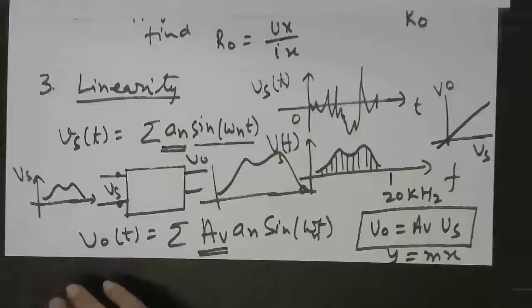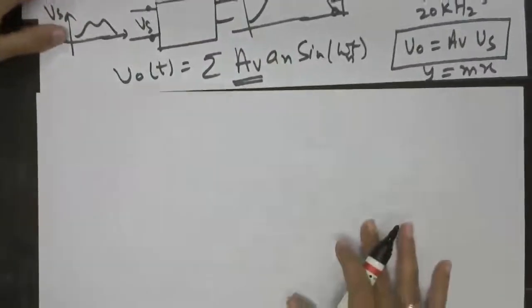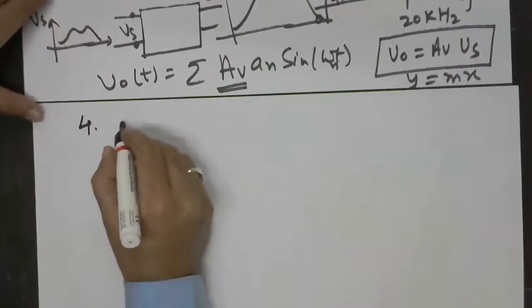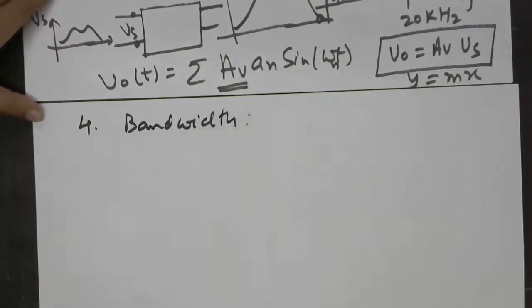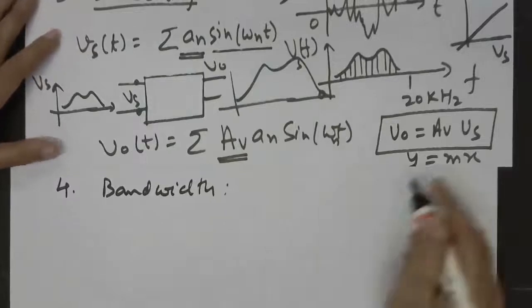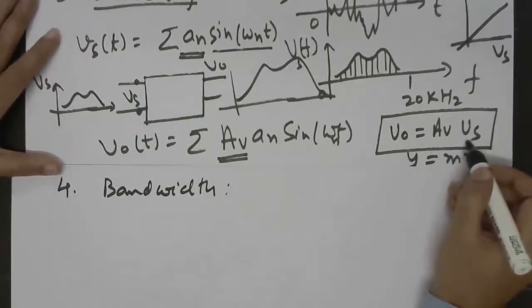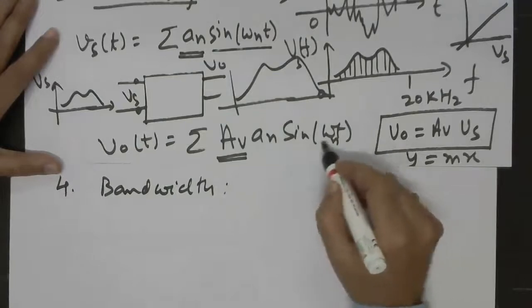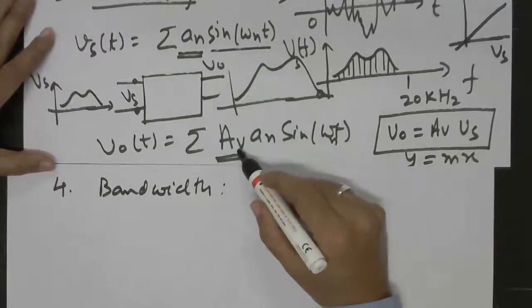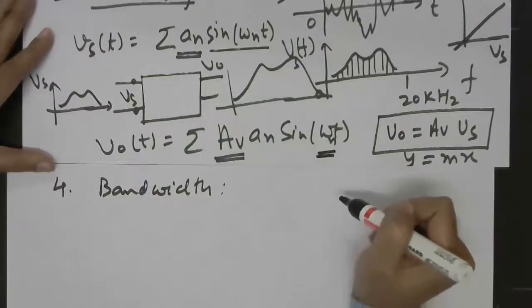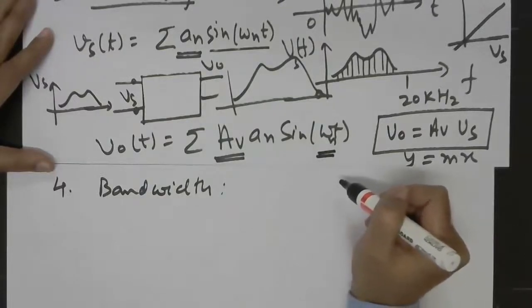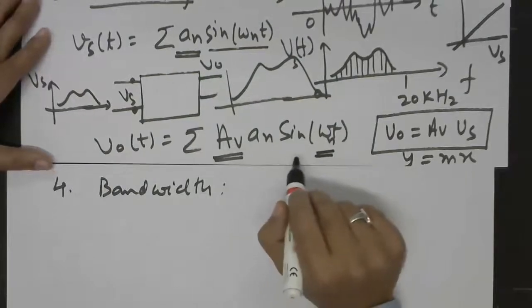And now the fourth parameter is bandwidth. So ideally this is what we want, multiplication of each of the sinusoid components by the same constant irrespective of what the frequency is. But unfortunately, no amplifier in real life will be doing exactly this kind of job.